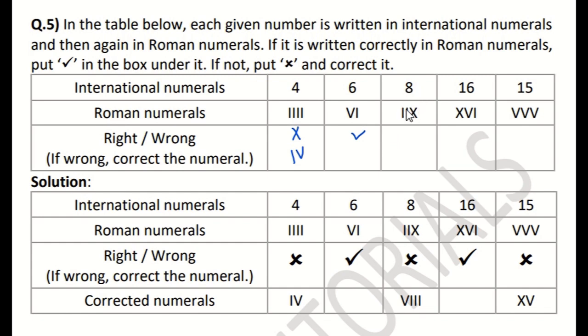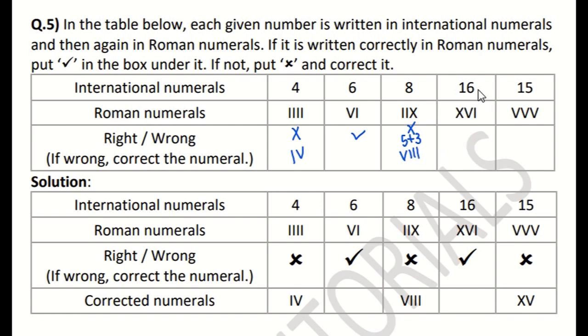8. See, we have already seen the rules. So for 8, it is given 2 times I and X. But we know repetition of I more than 1 time on the left side is not allowed. That is why it is incorrect. So what is 8? 8 is 5 plus 3. Means V and III.